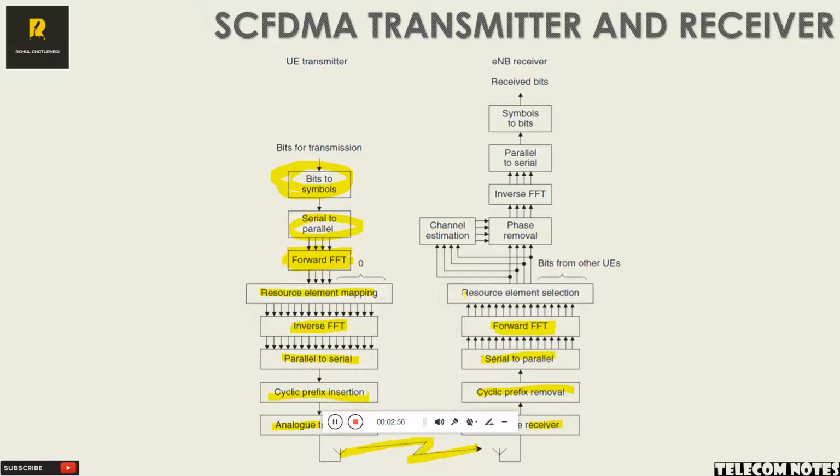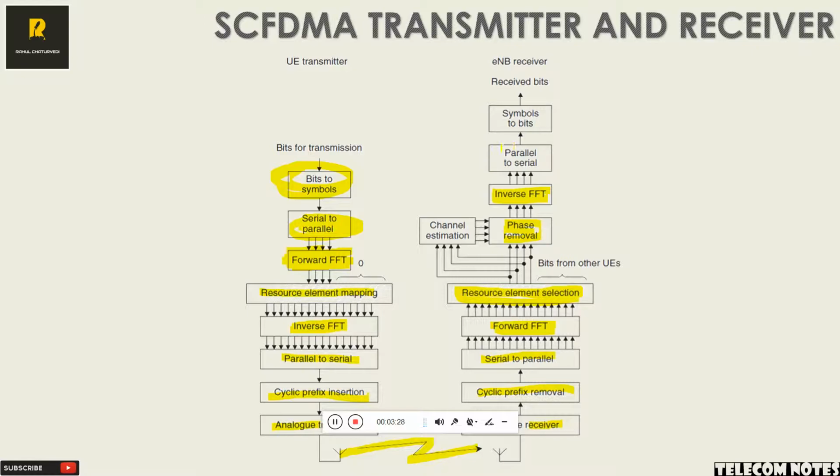And after that, we are having resource element selection to extract out the exact data we have to take out for having the actual data. Then the phase has been removed as we have provided the phase shift earlier. Then inverse FFT to cancel the effect of forward FFT, and then serial to parallel in case of transmitter, as you can have a look.